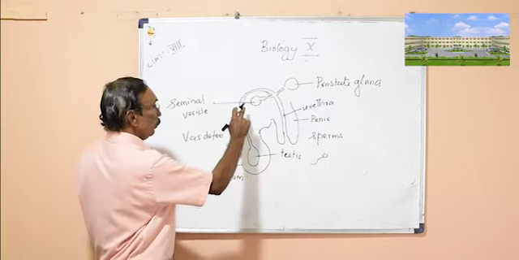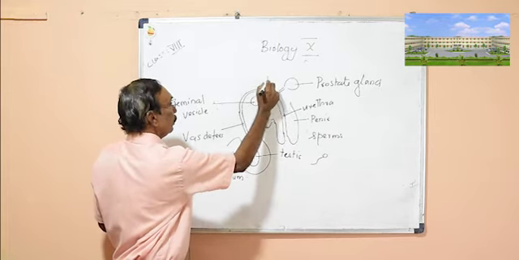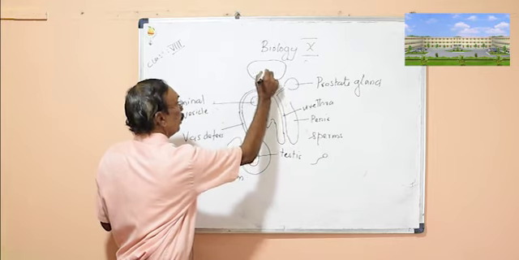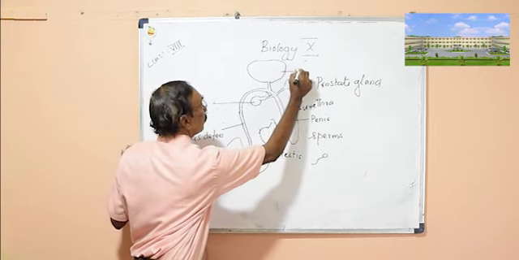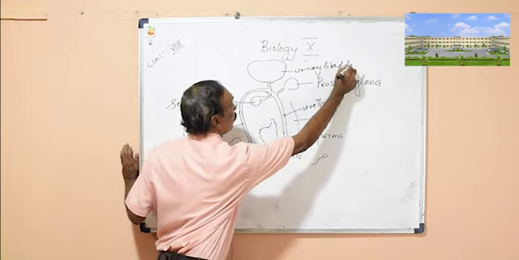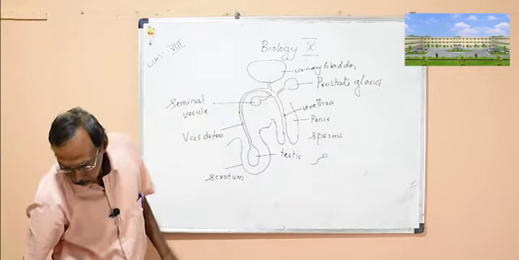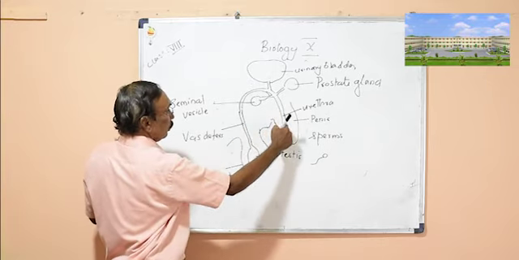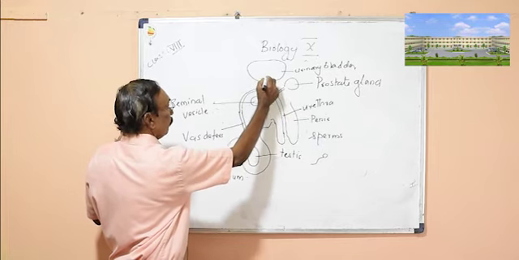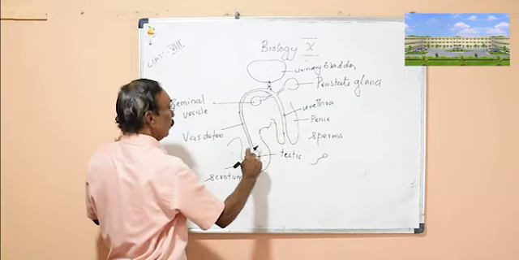Besides these two glands, one more tube is connected to this urethra, and you can see that it is from the urinary bladder. Urine is stored here. This is the urinary bladder, and this tube is also connected to the urethra. So urine also can come through the same urethra together with the sperms.